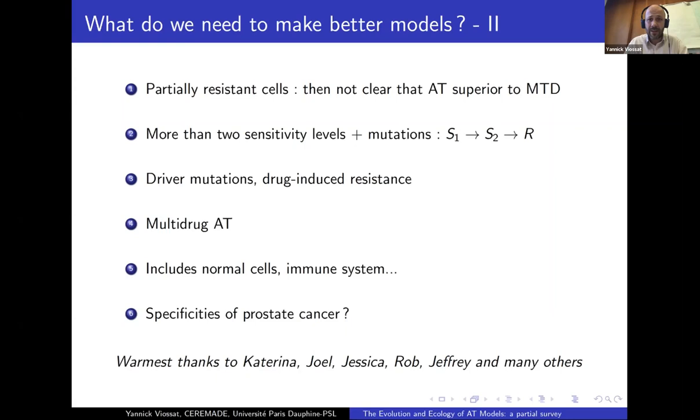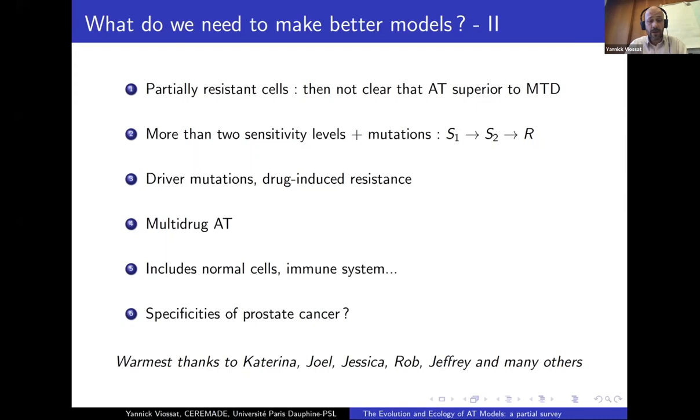So I think we should have this kind of cell, and we should also have more than two sensitivity levels. For instance, you could have a first type of sensitive cell that mutates into some other type of sensitive cell that eventually mutates into some even more resistant type, as some people have started to do, and reinvestigate the trade-off between mutations from sensitive to resistant and competition in this more complicated model. Also, other kinds of mutation like driver mutations, making the tumor more aggressive, and phenotypic changes that are not epigenetic and not genetic, in particular the phenomenon of drug-induced resistance, which we'll talk about in a few days. Multi-drug adaptive therapy, we also have a session on that.